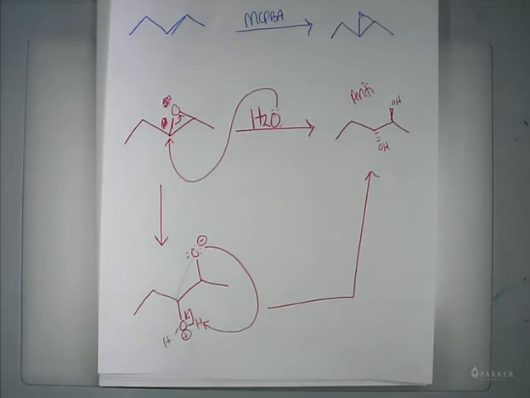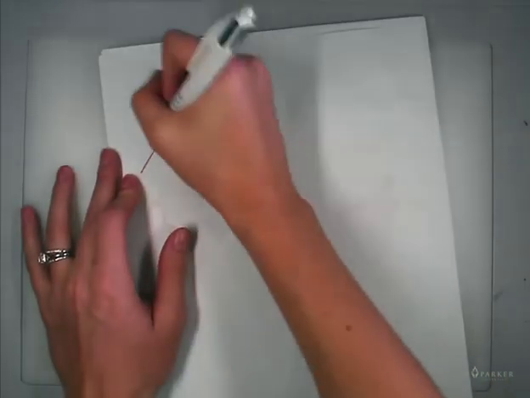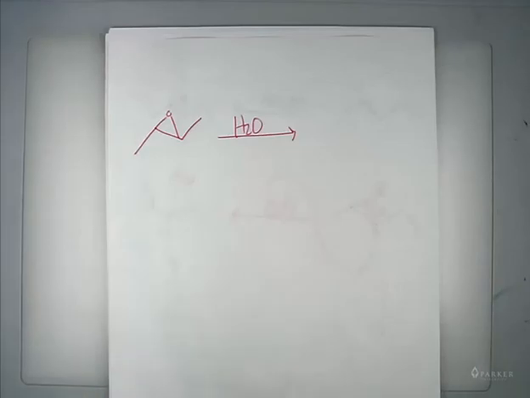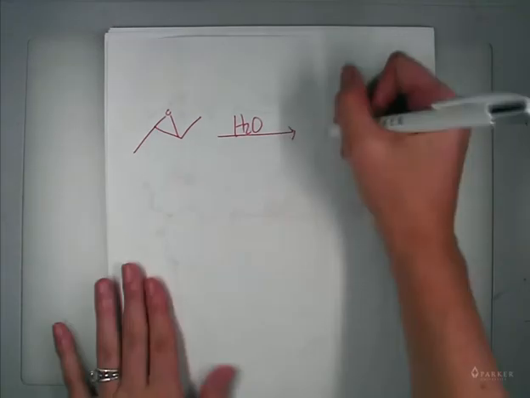Okay, so if you're just doing, let's just predict the product. So here's the mechanism. But if we have to predict the product, I have an epoxide, so this is the only one that doesn't actually start with a double bond. And I put water in there. What happens in the final product? What do I put on there? Two OHs, and how do they add? Anti.